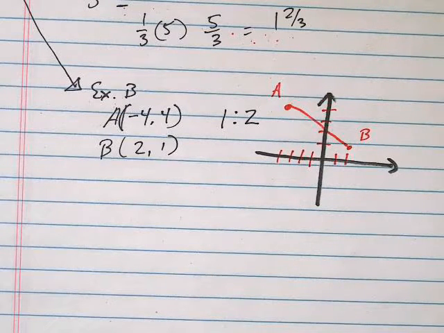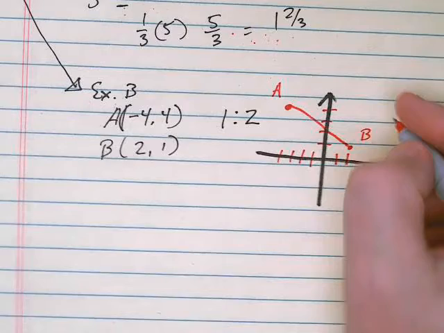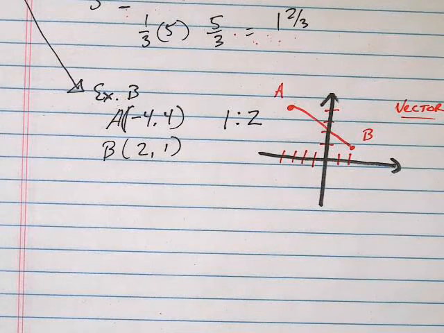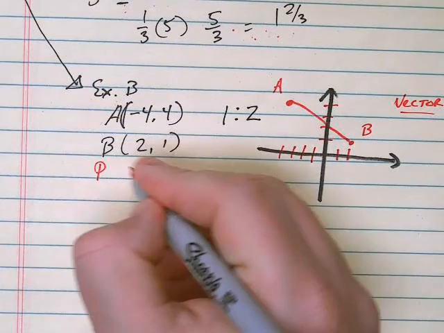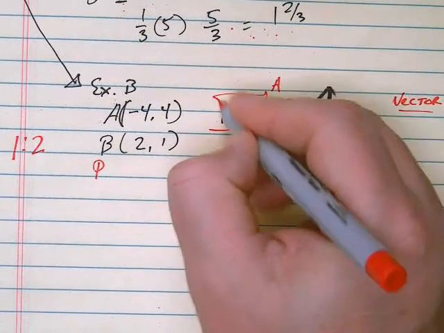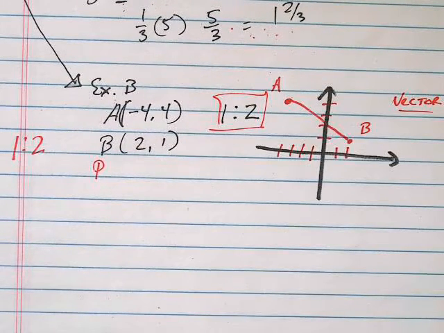It's not a real life example, but we're going from A to B. It does have direction, very similar to our discussion when we talked about vectors. We're going from A to B. Now it says in the problem that it's in the ratio of 1 to 2, meaning they're trying to find point P, and point P is in the ratio of 1 to 2, which I wrote right here. Ratio of 1 to 2.